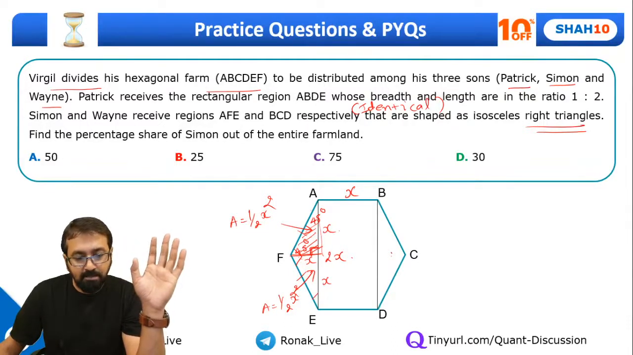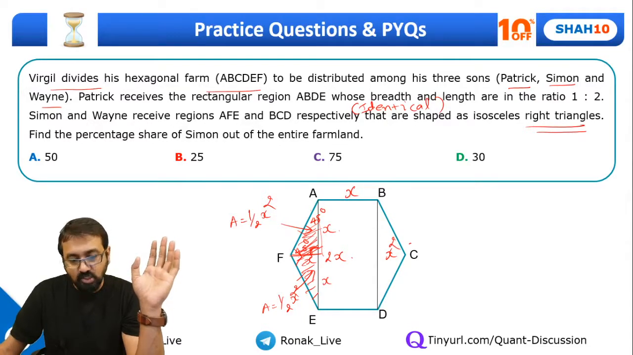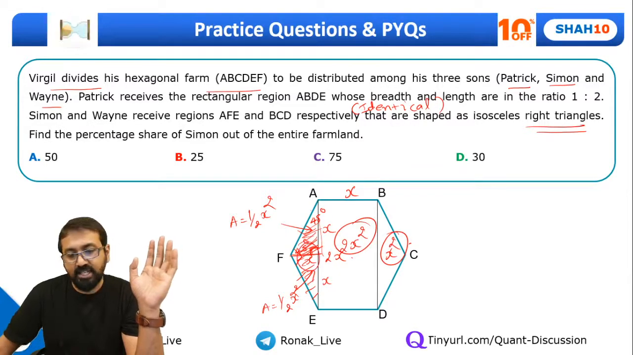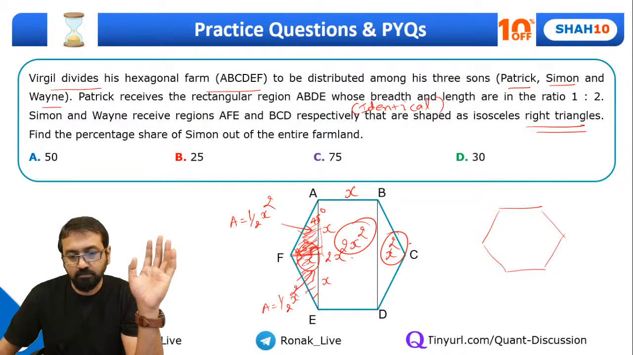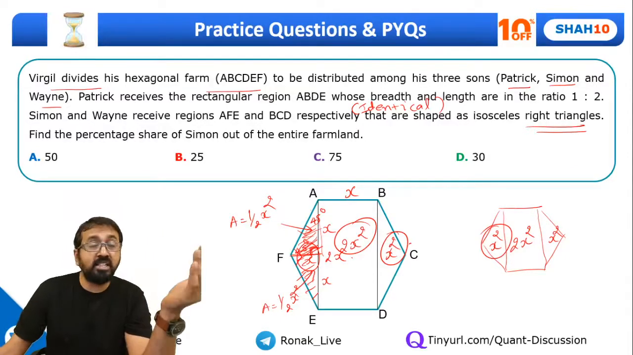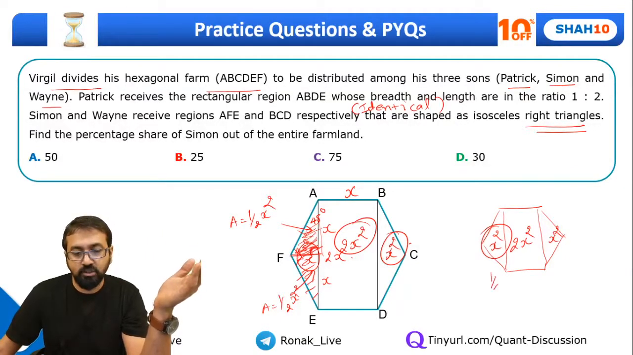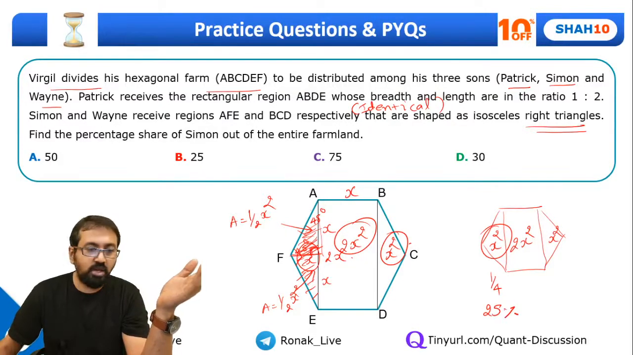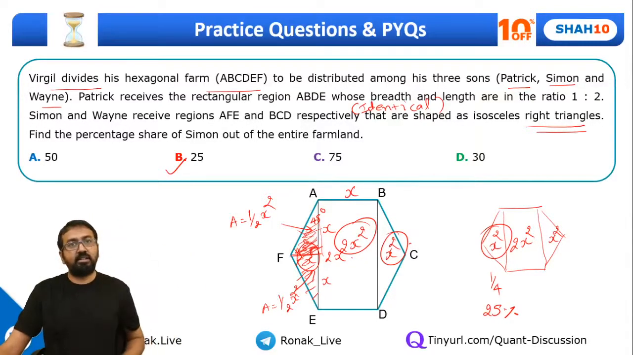So if this complete part is x square, so this also has to be x square. And what is this square? So we have taken side as 2x into x. So this is going to be 2x square. So now we have this area. So you know the figure is like this. So this rectangular part is actually 2x square. This is x square and this is also x square. So how much portion or what percentage did Simon receive? Can I say it's 1/4? That is 25%. So answer should be B, 25%, right?